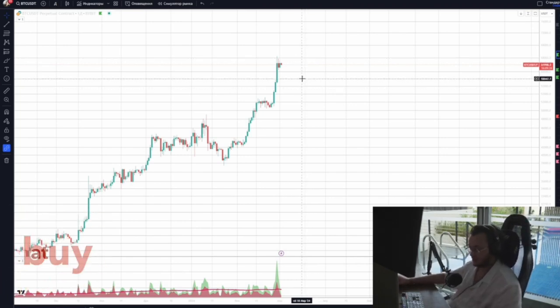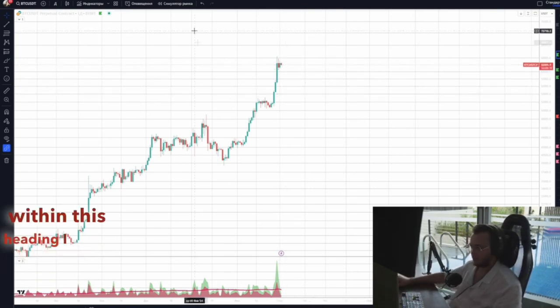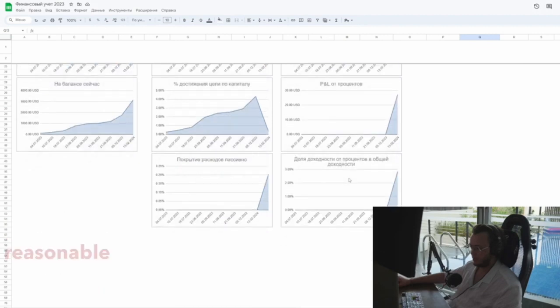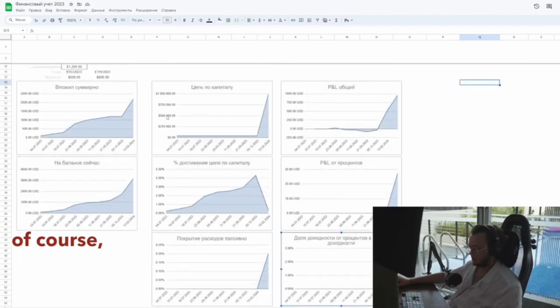$1 million, I wouldn't buy at the highest point. But since I regularly invest a little bit, it doesn't matter to me how much the crypto costs now. Expensive, cheap. My goal within this heading I noted for myself is a more reasonable one. I said it there, it was for fun. Of course, how much?